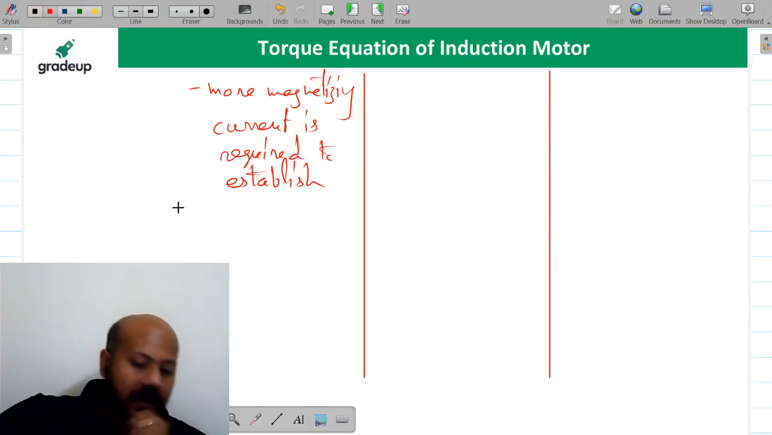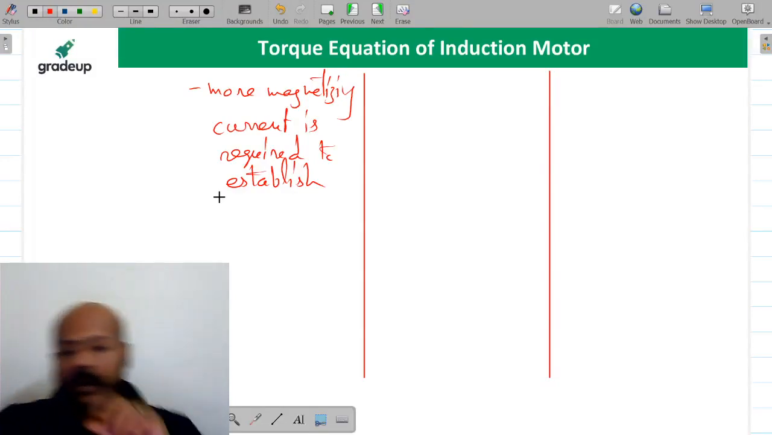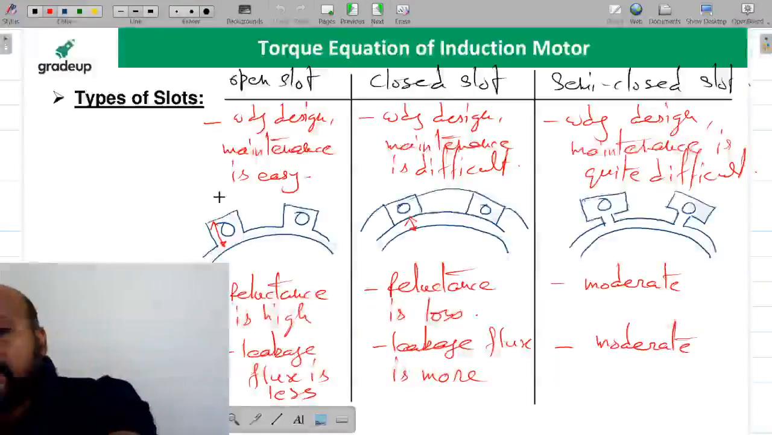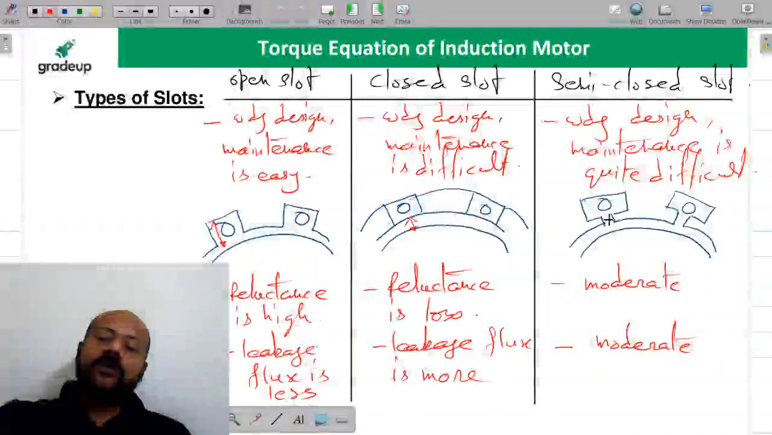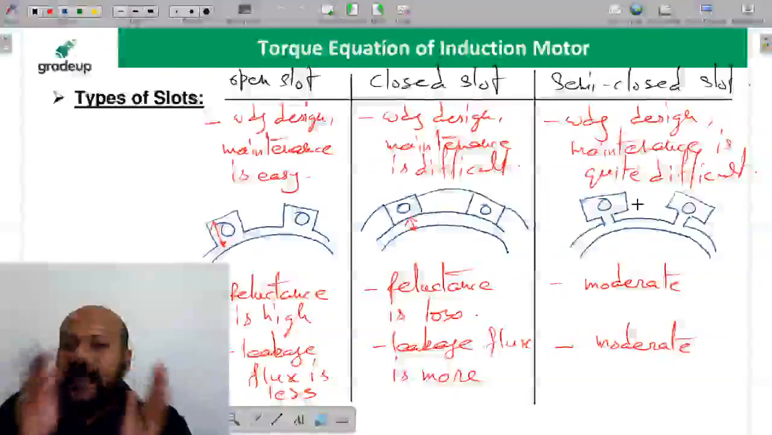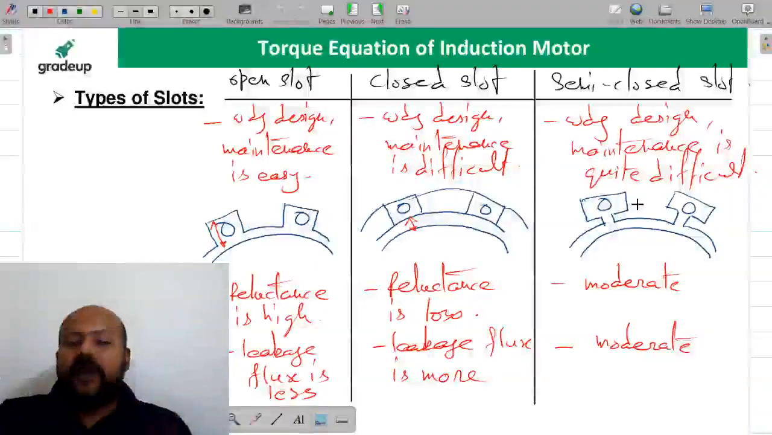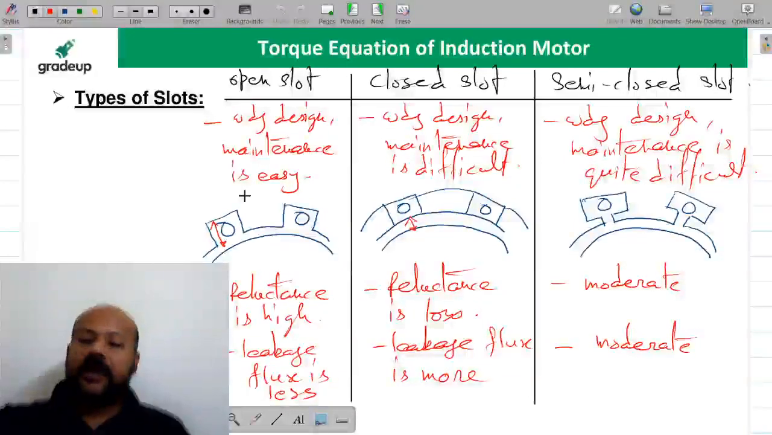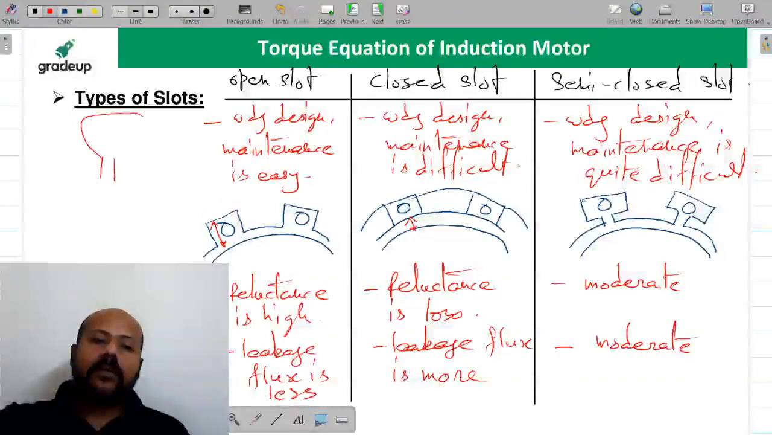Yashwant sir is asking, sir, how is it semi-closed, sir? See, can't you see this is semi-closed? Semi-closed means the major part is closed, a little bit opening is there. You can understand it like this.